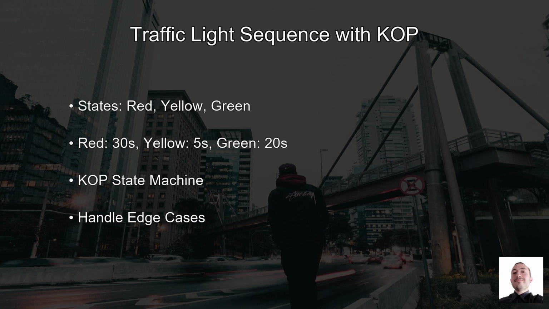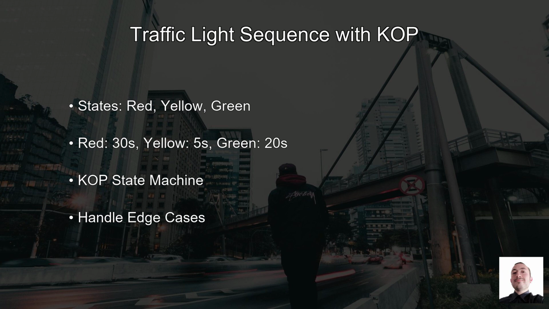Now, let's dive into the full traffic light sequence using KOP. Imagine your traffic light system as a well-orchestrated symphony. Each note, or in our case, each state of the traffic light, must be precisely timed and executed. Start by defining your states, red, yellow, and green. Use KOP to create a state machine where each state transitions smoothly to the next. Set the duration for each state, red for 30 seconds, yellow for 5 seconds, and green for 20 seconds.